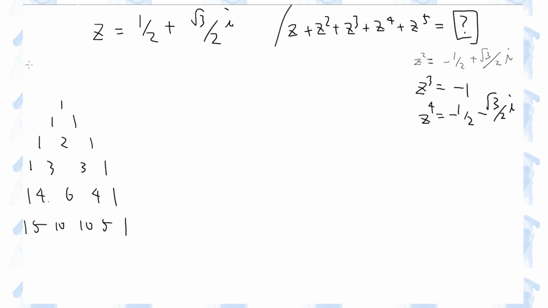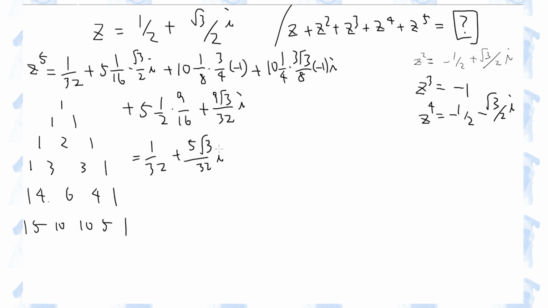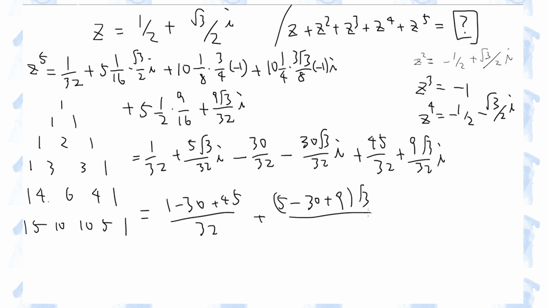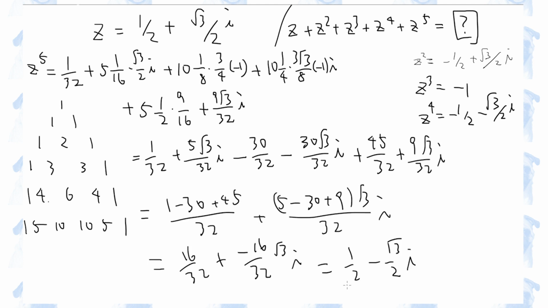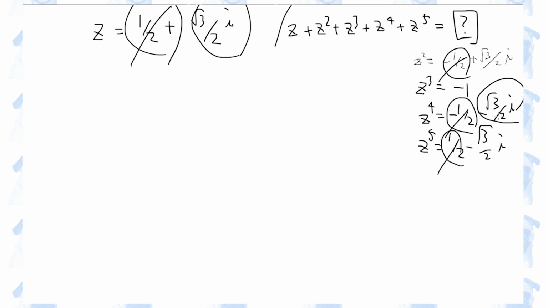Finally, what is z to the 5th power? So z to the 5th power is 1/2 minus √3 over 2 times i. So let's add them up. 1/2 minus 1/2. This and this will cancel out, and these will also cancel out. So we are left with -1. Therefore, the answer is -1.